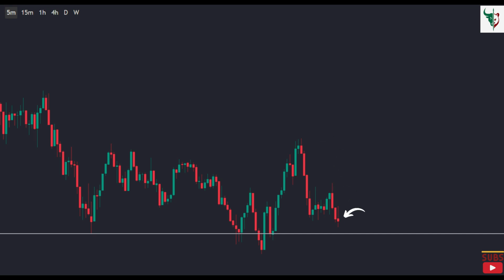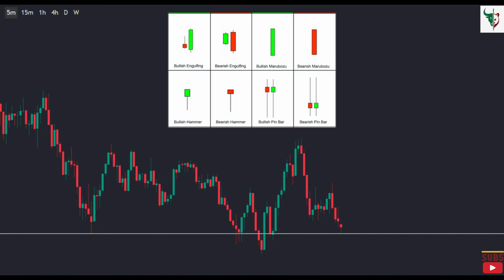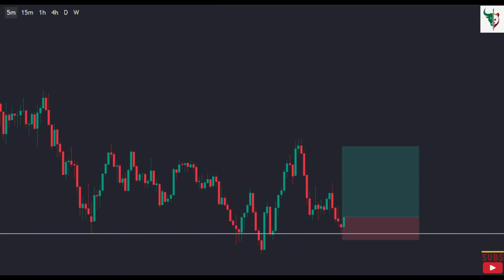If price comes back to the same zone, and again you see a clear rejection or confirmation candle, like a hammer, pin bar, or engulfing candle, that means that's your entry point. Buyers are stepping in again. This is the moment to prepare for your trade. This way, your stop loss is smaller, your entry is accurate, and your profit potential is higher.